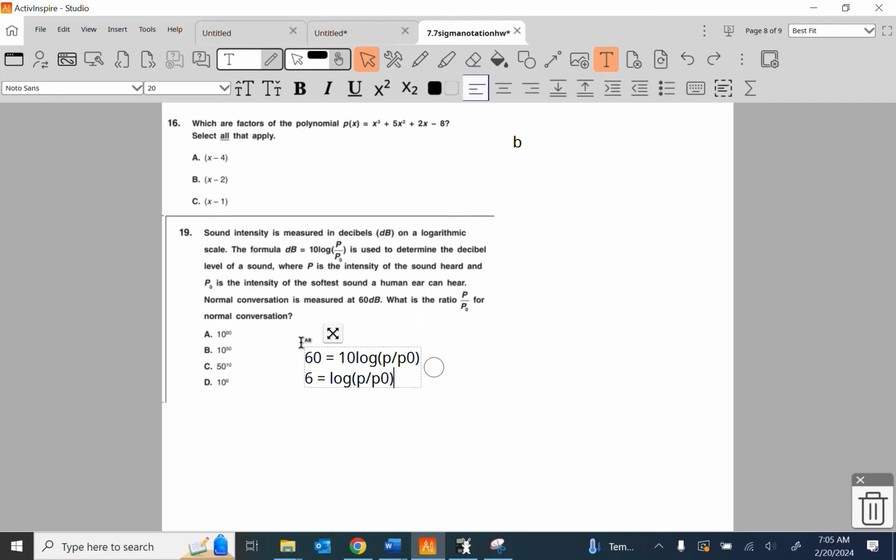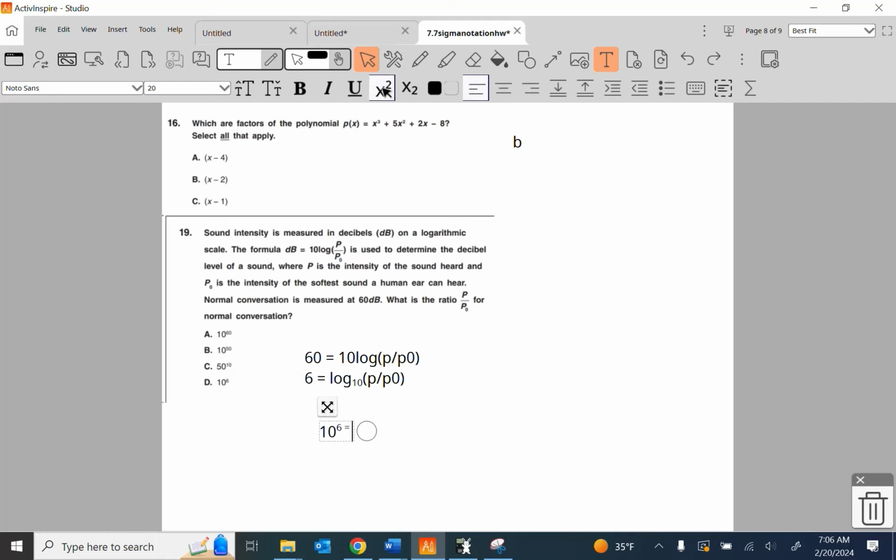Oh, and this isn't hard. This is just convert to logarithm. I thought it was written kind of funny. Every log that has a base that's not mentioned has a base of 10. So here's my base, my answer, my exponent, 10 to the 6th.